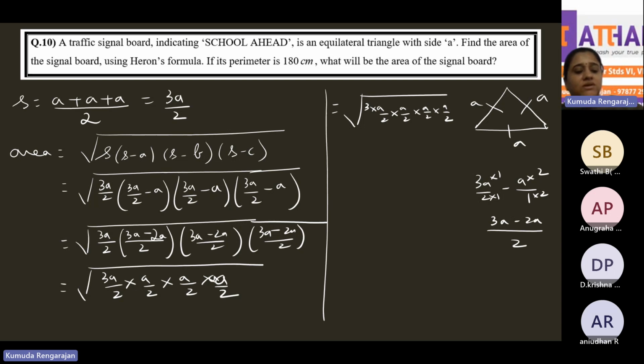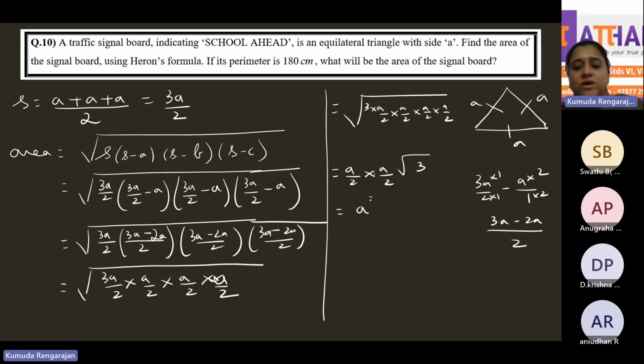So how many a by 2s are there? a by 2, a by 2, a by 2, a by 2. 4 a by 2s under the square root. 4 times. So 2 of it will come out, no? So that's equal to a by 2 into a by 2. What is remaining under the square root? 3. 3 remains under the square root.